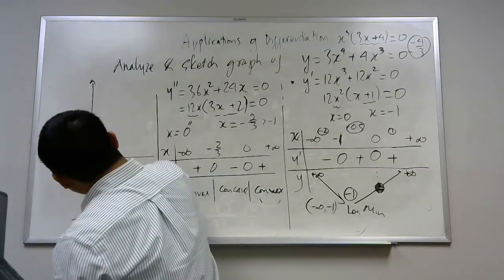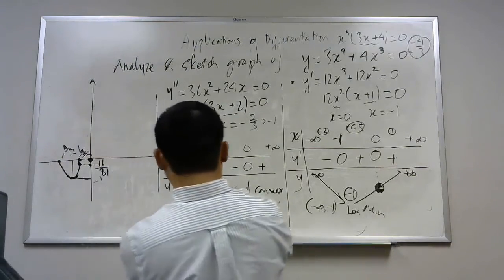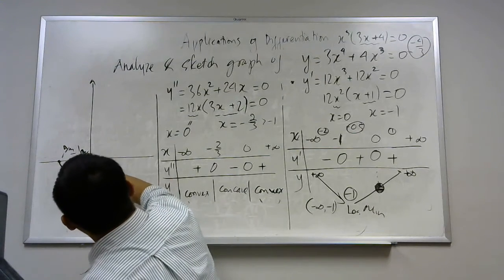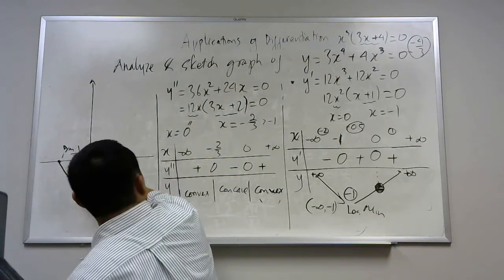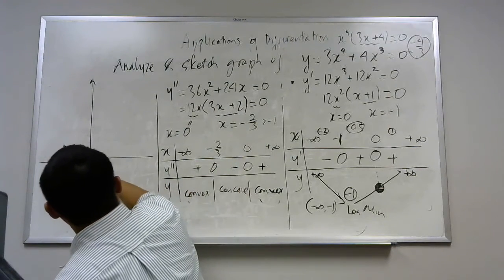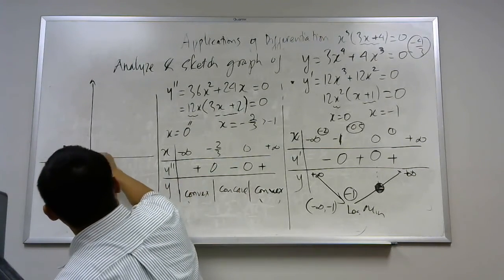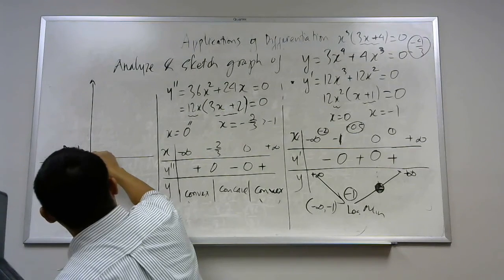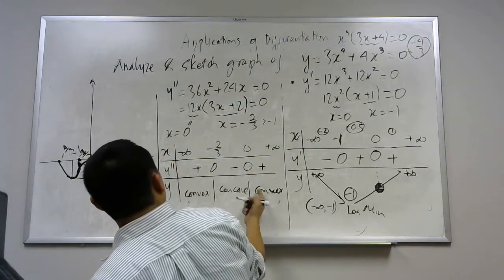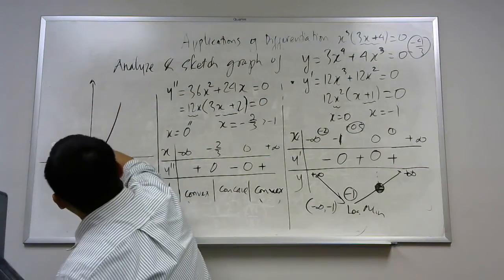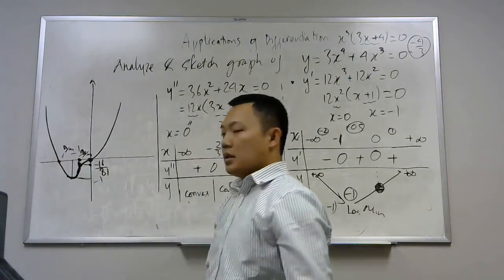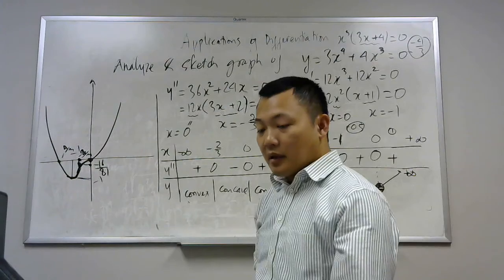Just plug negative 2/3 into the function to find that number. So basically, you have this function. The function is convex from here, then changes to concave until 0. But after x passes through 0, the function becomes convex. So the function should look like this. That is the graph of our function.